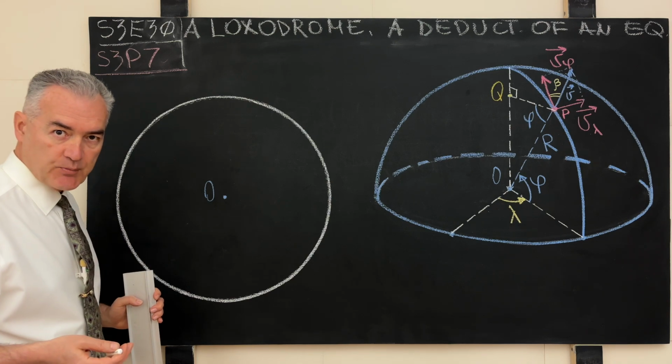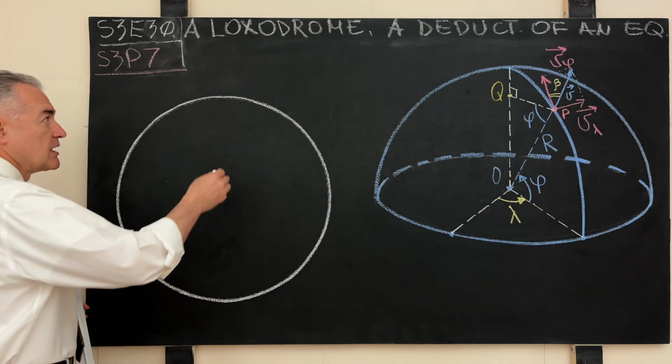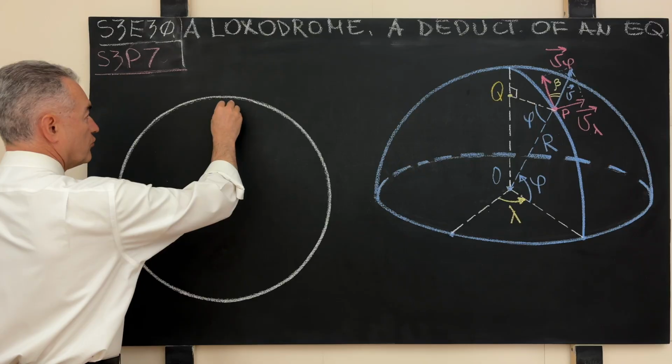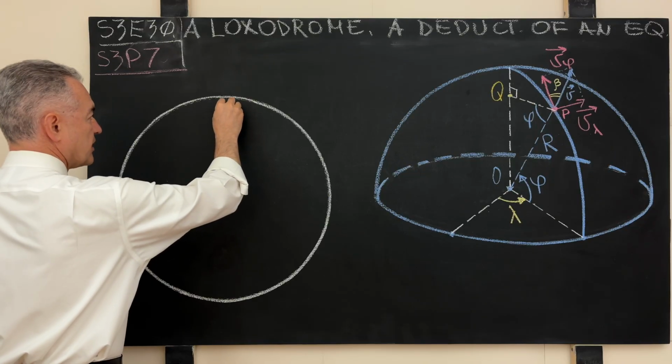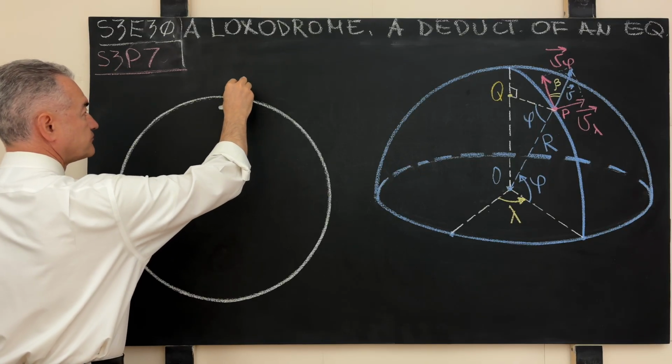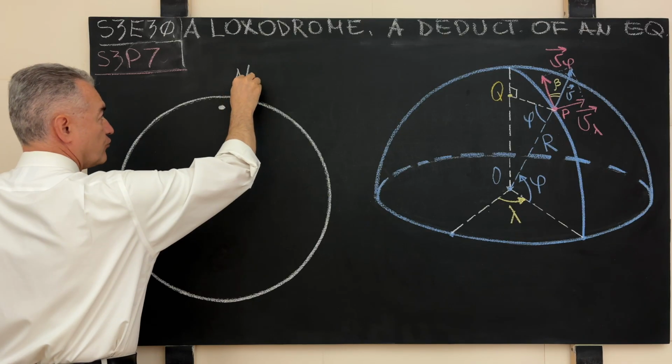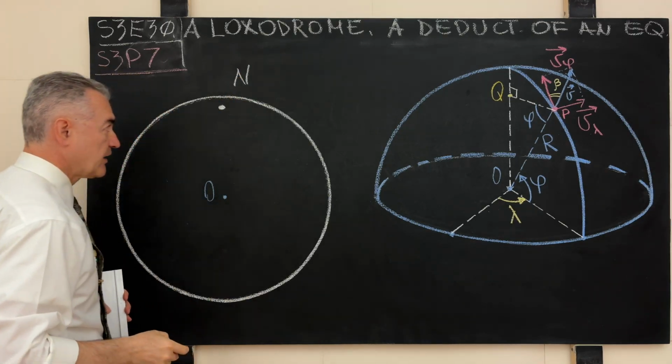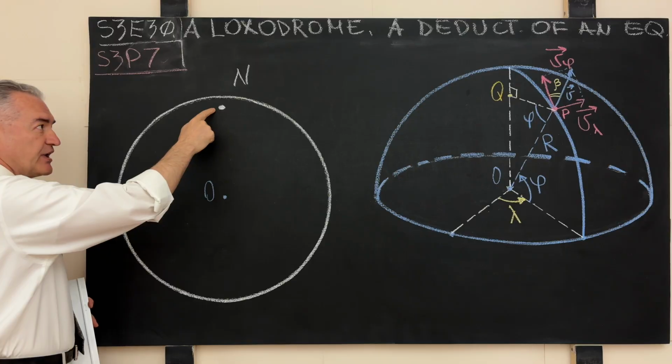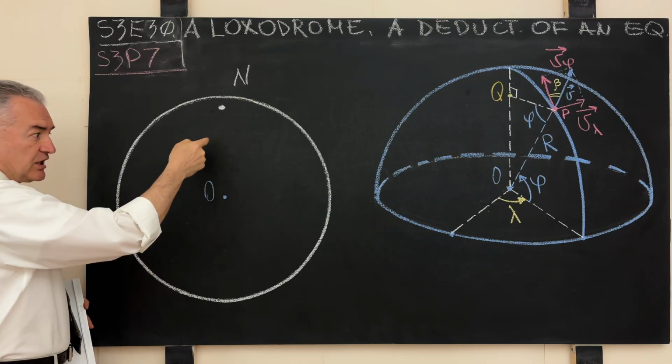For demonstration purposes and for definiteness, we will pick this point over here, let's say, and we will name that point N for North Pole.